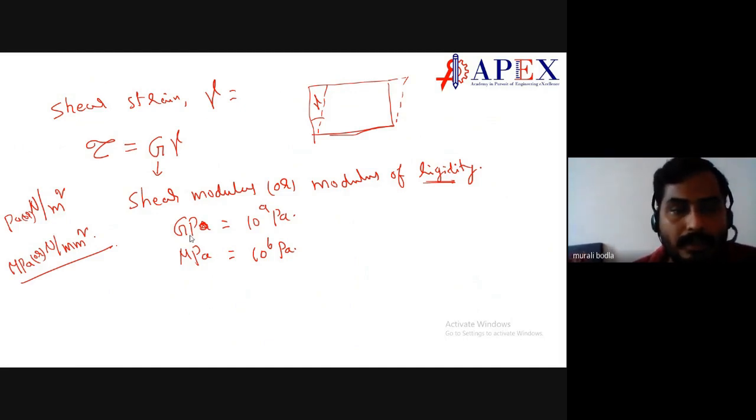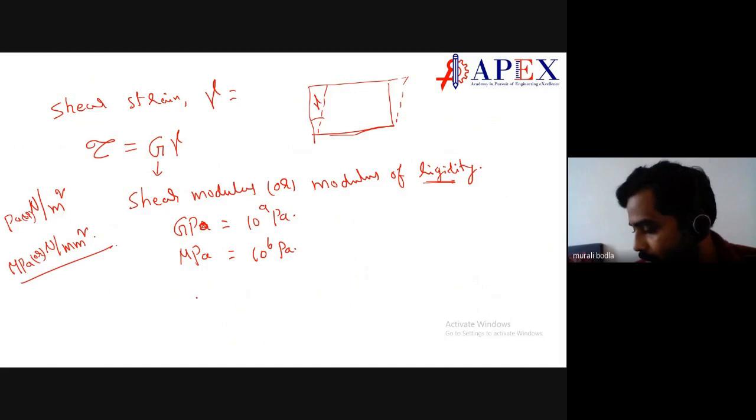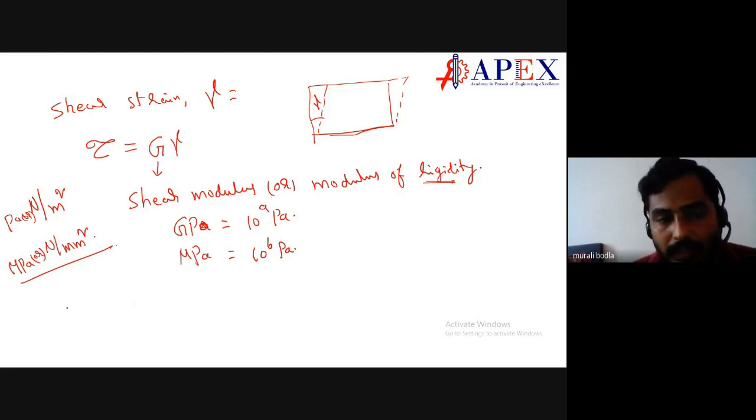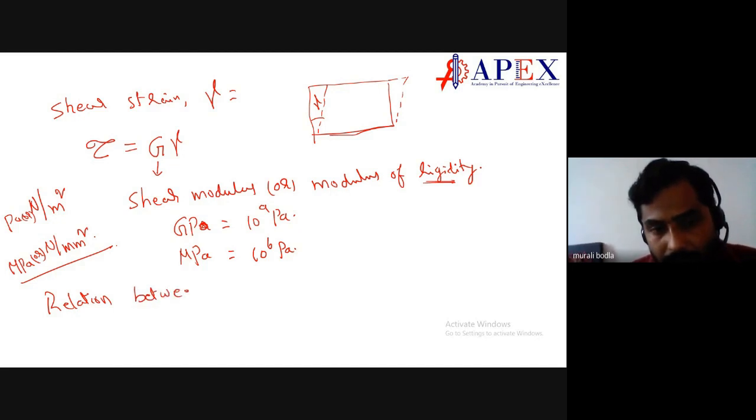Then, is there any relation that exists between the shear stress and normal stress? Yes, there is a relation. Especially between these moduli. So what is the relation between these moduli? That relation is E is equal to 2G into 1 plus mu.